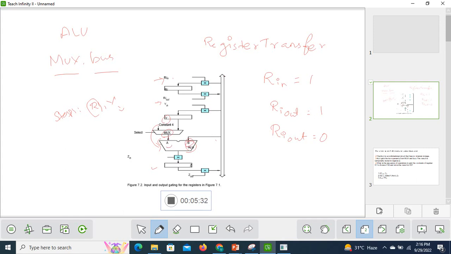So A is getting these values. A is getting the multiplexed value, the Y value, and in parallel, in B, the contents of register R2 are given as input B here. This is a simple test. Then what happens is the functions.